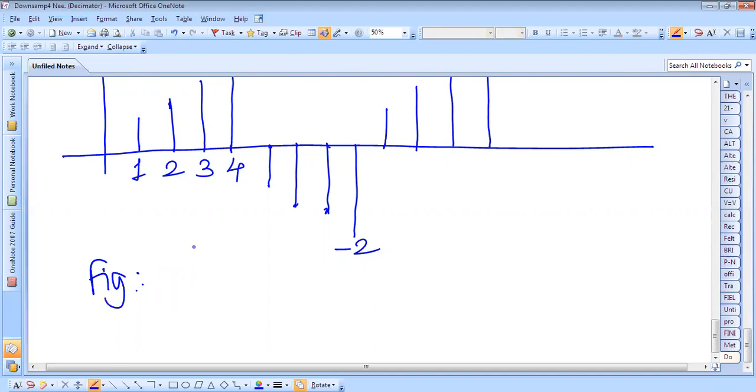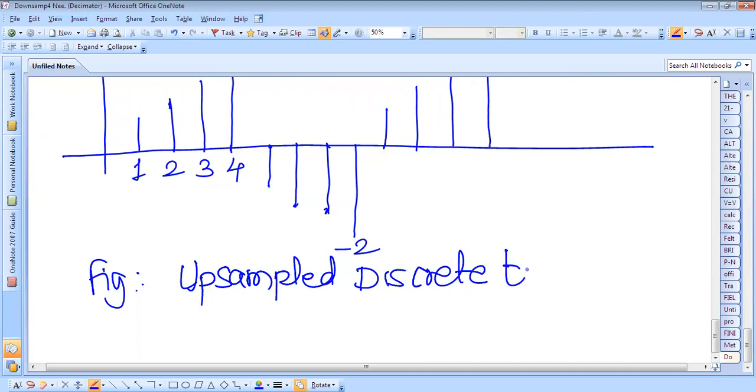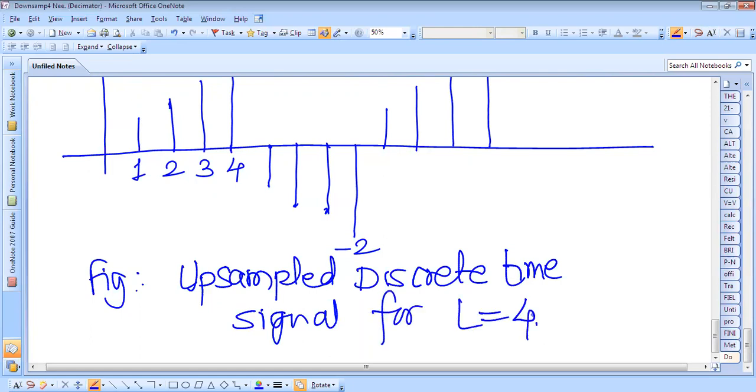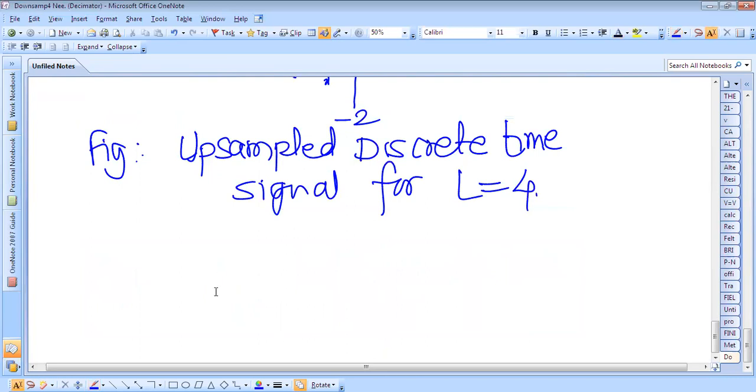So this is the figure of the upsampled discrete time signal for L is equal to 4. So in this way we can upsample or downsample the given signal.